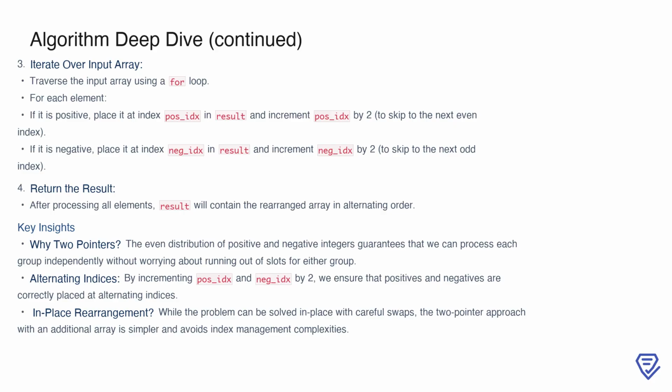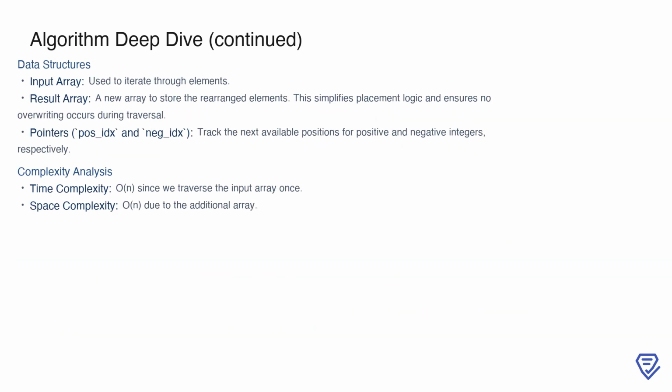While it's possible to solve this in place with swaps, the additional array simplifies the implementation and avoids the complexities of managing indices in the original array.